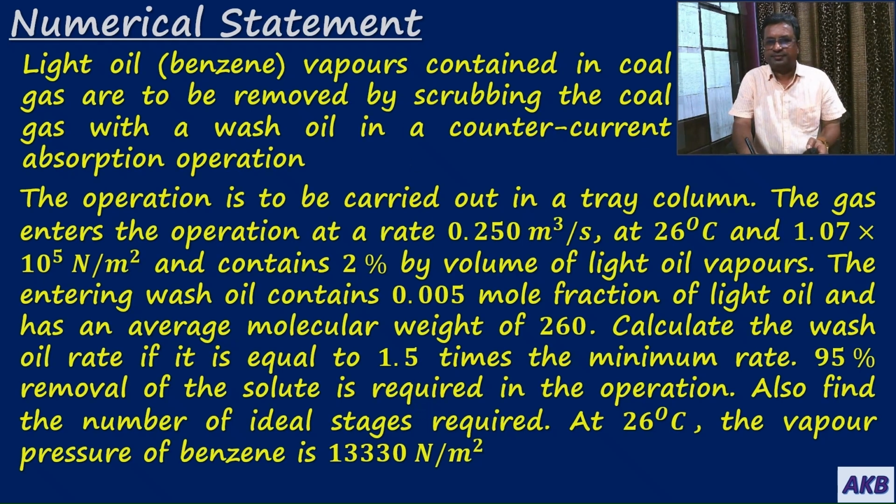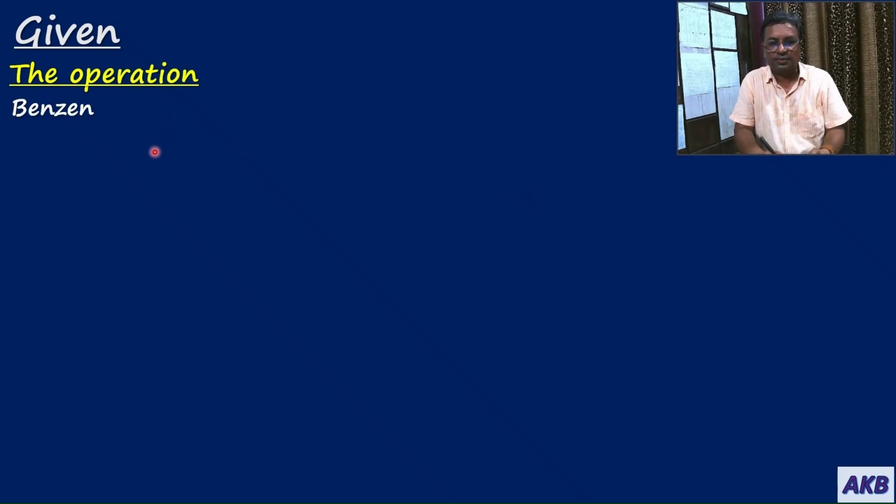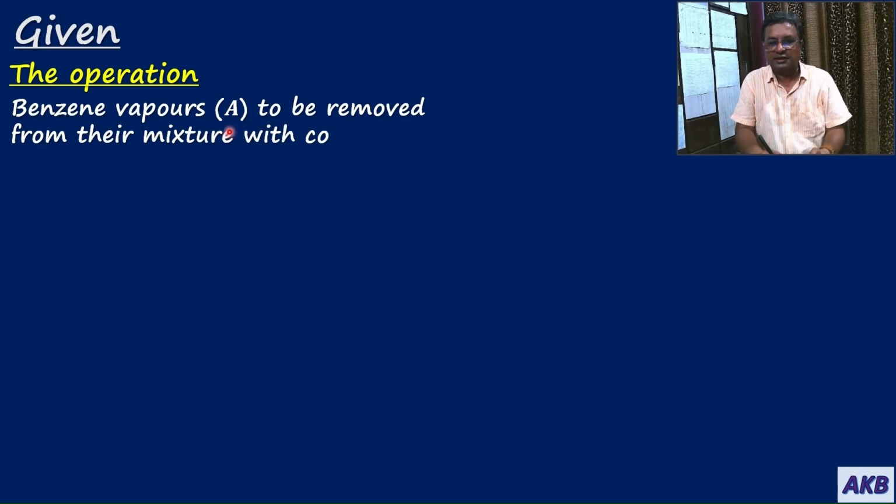Let us move ahead. Okay, to begin with, let us list what is given to us. So in this case, the operation is that benzene vapors, which we will be representing by capital E, are to be removed from their mixture with coal gas. And in this case, coal gas is the insoluble gas whose molar flow rate is denoted by GS. I have talked about these notations in my earlier videos.